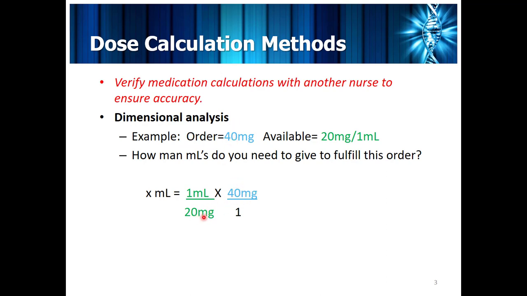So I have a milligram here and a milligram here. By bringing that across, I can cancel both milligrams. The only thing I have left is the milliliters up here, which tells me it's okay now to multiply and divide across. That will give me X equals 2 milliliters, and then I'll always circle it with a nice little red cloud to make it easier for you.